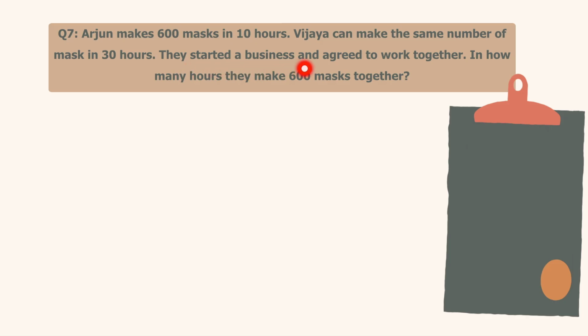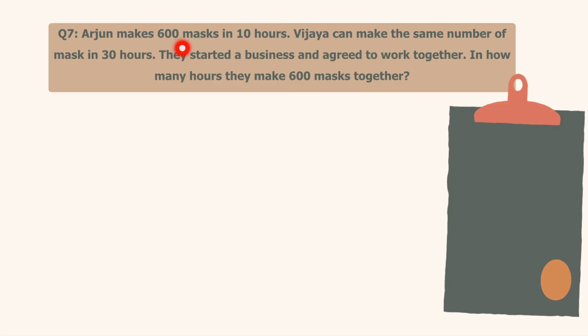Now what are they asking? They have started working together, okay, fine. In how many hours will they make 600 masks together? Again they are asking 600 masks. Basically, what is the relevance of 600 masks? There is no relevance. It is there to distract you, to confuse you. Such things you can expect in an actual examination.